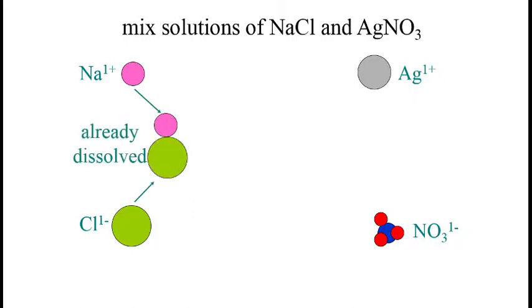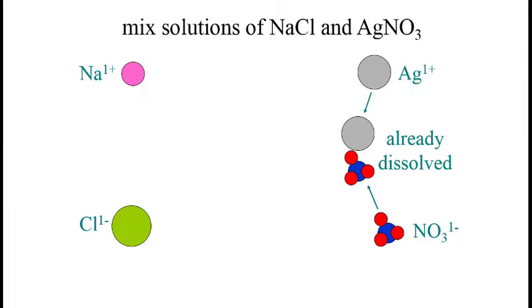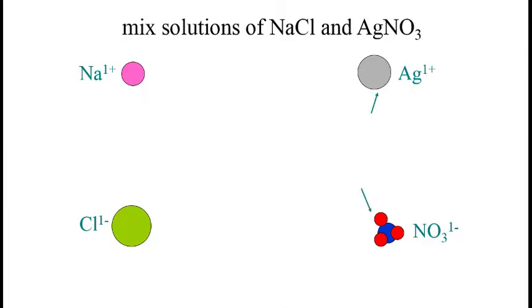Sodium chloride is already dissolved in water. If those ions interact in solution, we know that they would prefer to be apart as ions. Same with silver and nitrate. That compound was already dissolved, so it would not be the white solid that was observed.